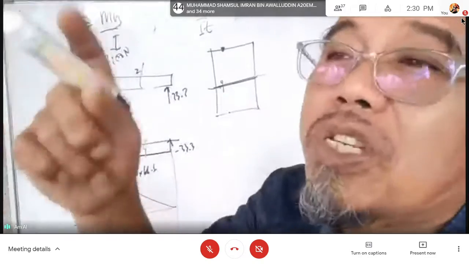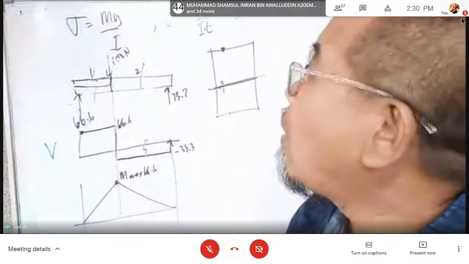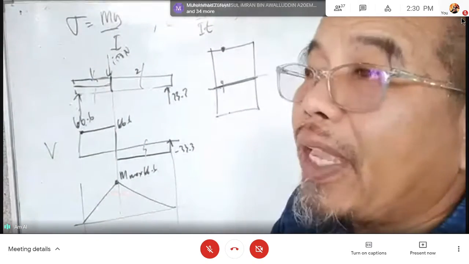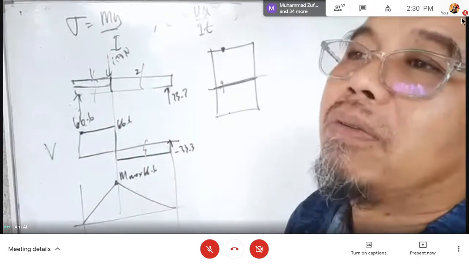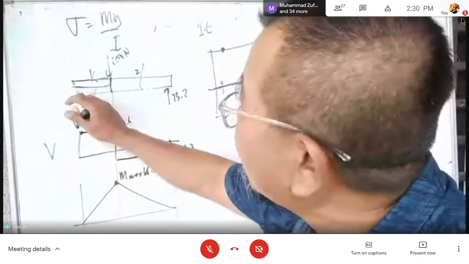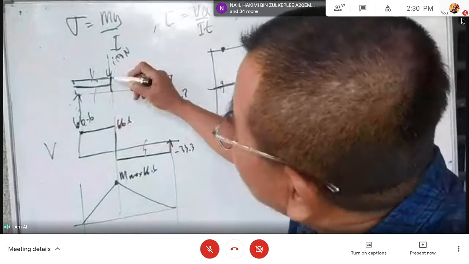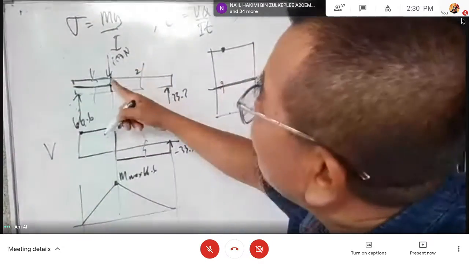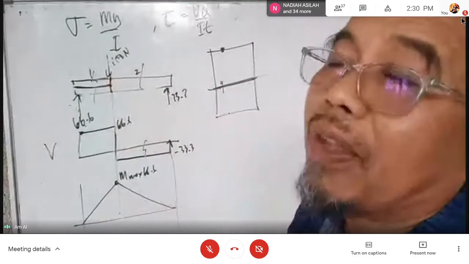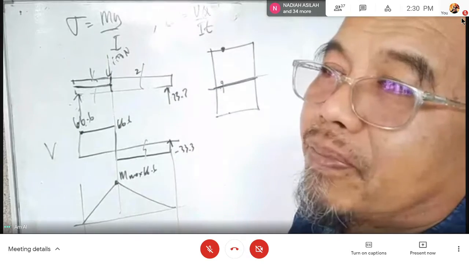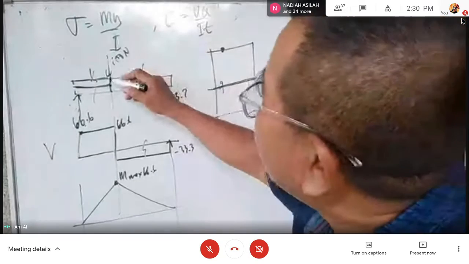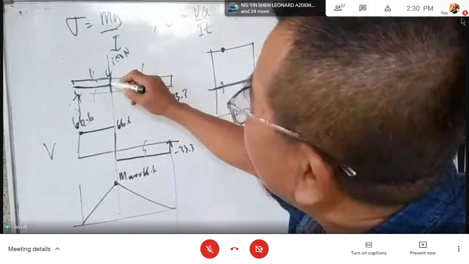Now the third question you must ask yourself. Where is the position where V and M are the highest? Because this is together from here to here, so there's one point there. Where is the highest M and V? So the V is here. The highest M is here also.